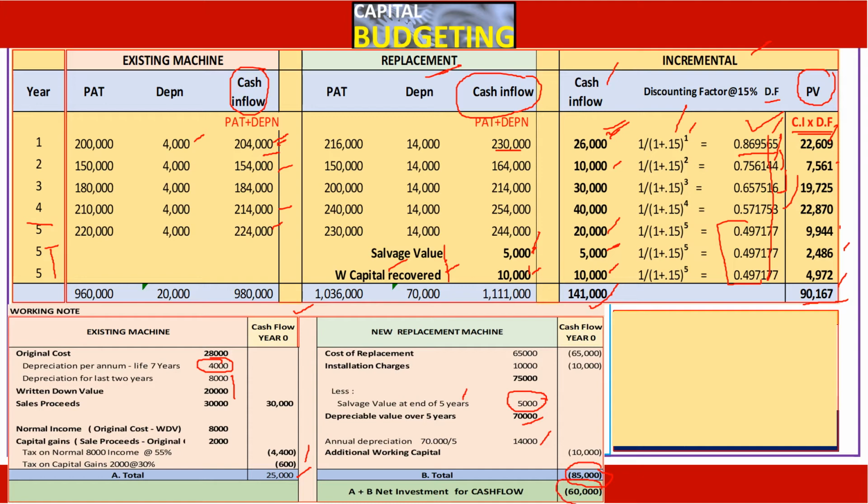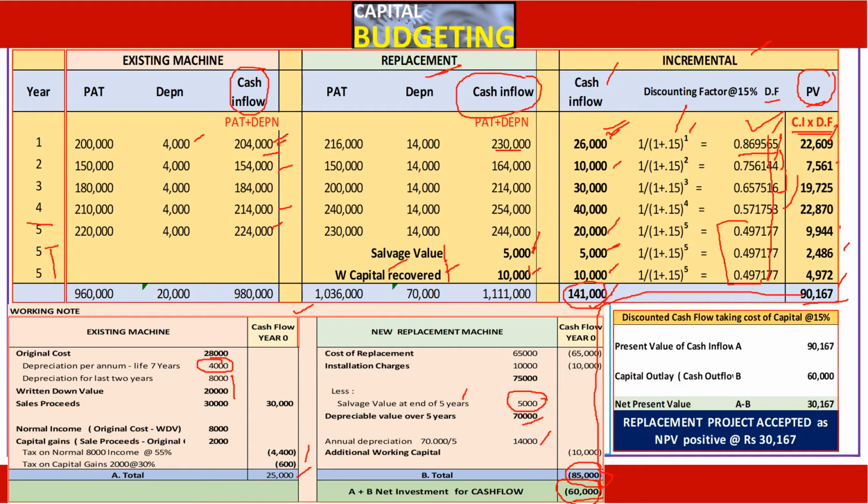Net our investment was 60,000. Though the cash inflow was 1,40,000, when we discount it and take the present value, the amount is 90,167. Effectively, the comparison is between 60,000 and 90,167. There is a rule that present value should not be less than our investment. Our investment is 60,000 net and our net present value is 90,167.